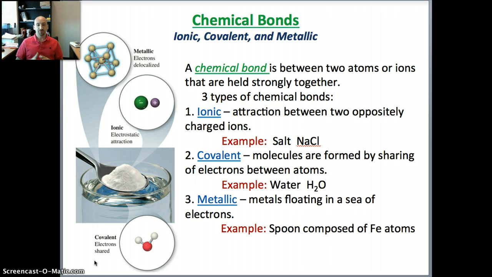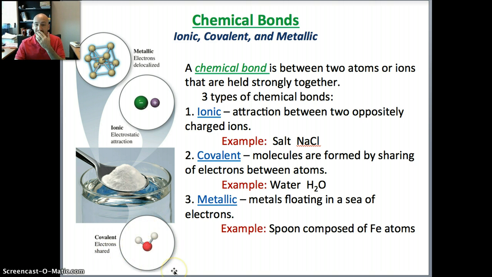Okay? And there's really three types of chemical bonds, which include ionic, covalent, and metallic. Okay? The ionic chemical bond is just an attraction between two oppositely charged ions. So this would be like a sodium ion and a chloride ion that are attracted to one another. A covalent bond is found in molecules which are formed by sharing of electrons between atoms, and this is going to be something like a water molecule. Okay, and we can see that down here in the bottom.